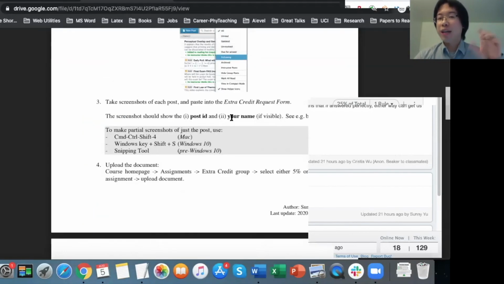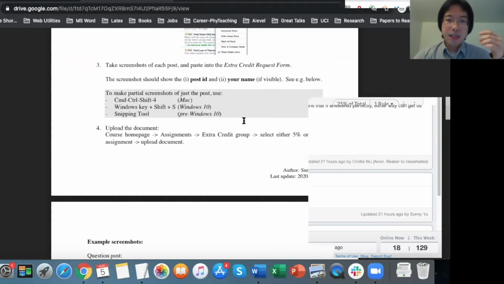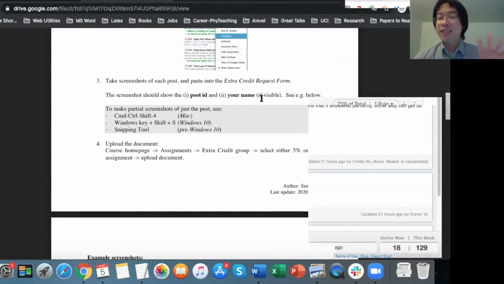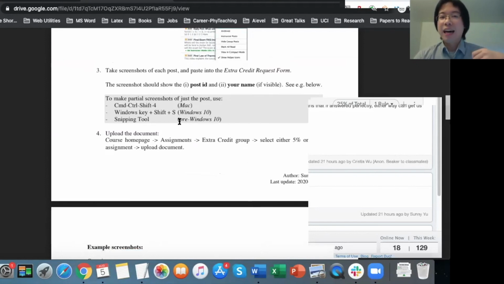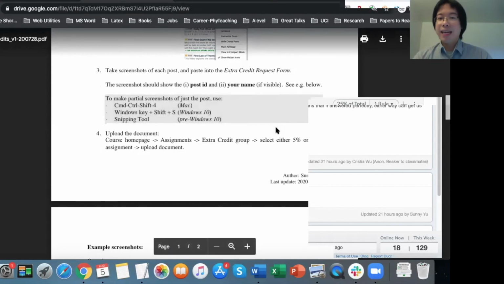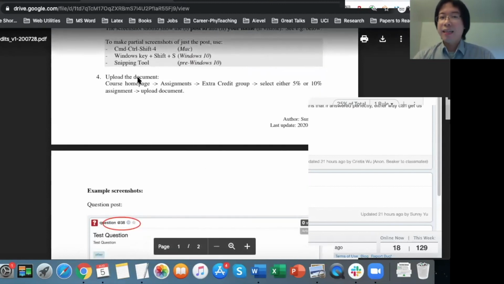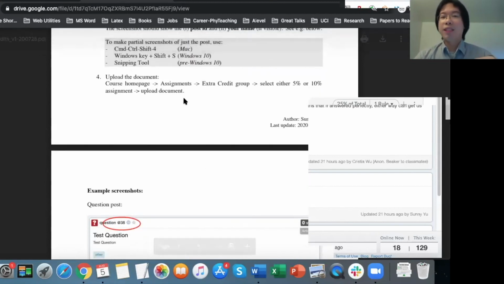It should show your name, because if you post something, I'll get to that in a second. If it's visible, make sure it shows your name and also the post ID. That way, we will probably not check everyone, honestly, but we can do spot checks on that. If you're using Macs or Windows, hopefully you're familiar with how to take a partial screenshot. So you can just do a partial screenshot like this if you're using a Mac, and then paste it into the document and then just directly upload the documents, okay?